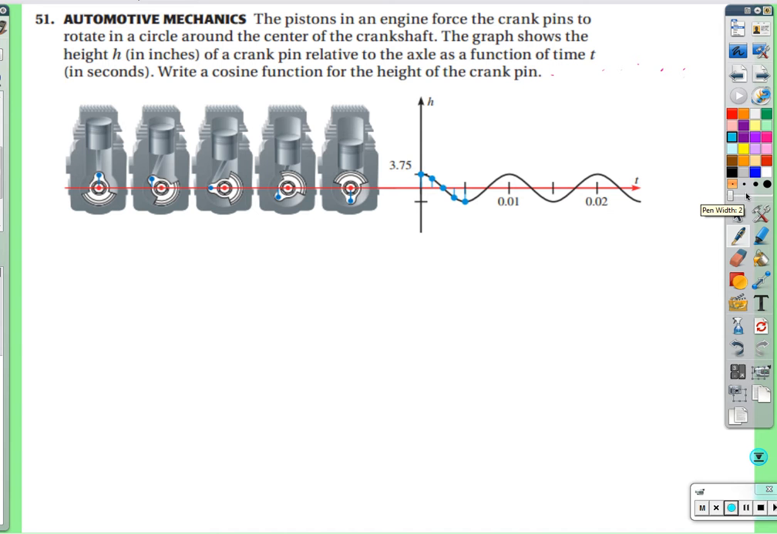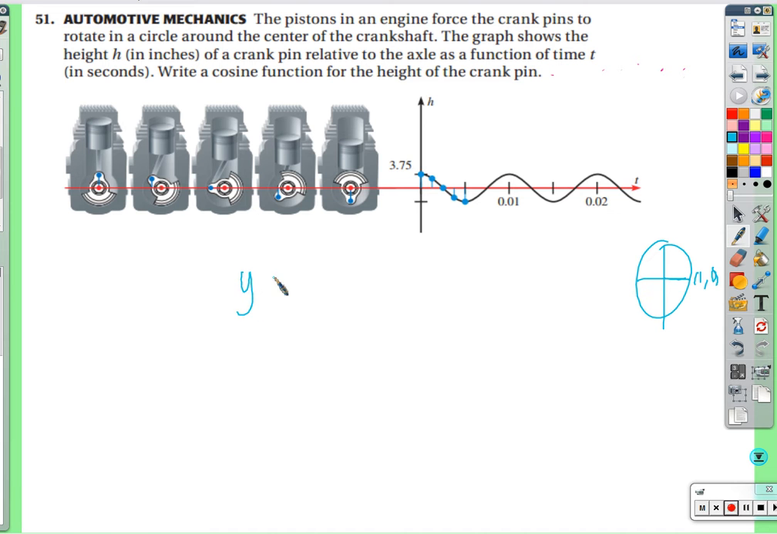Okay, so which graph does this look like, a sine or a cosine? Cosine. Why is that? Because it starts off the origin. So when we look at the unit circle right here at 0 radians, the cosine is 1, right? Is its maximum value. And then it comes down as we go around the circle.